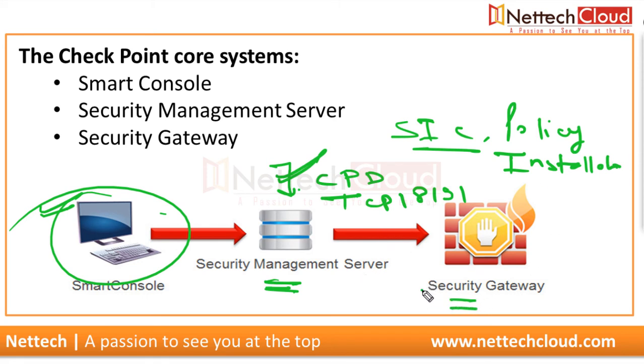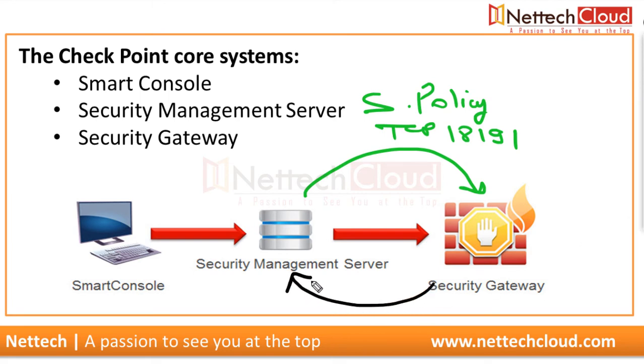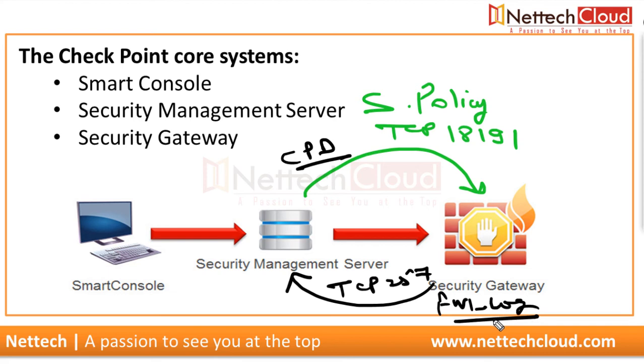And the gateway by default sends logs to the management server. It means the security policy is pushed from the management server to the security gateway over TCP 18191, and the security gateway sends logs to the management server by default. And here TCP port 257 is required. That is FW1_log, Check Point security gateway logs.